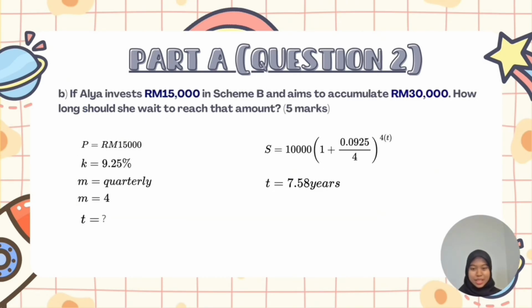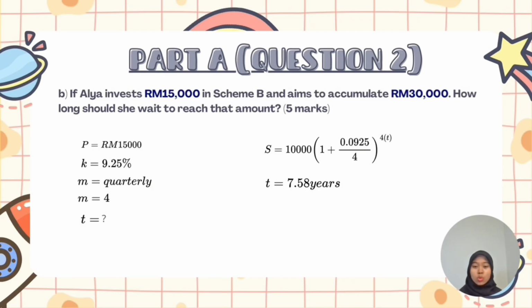Okay, for question B. If Alia invests 15,000 in scheme B and aims to accumulate 13,000, how long should she wait to reach the amount? Okay, for this question, we need to find T, time.